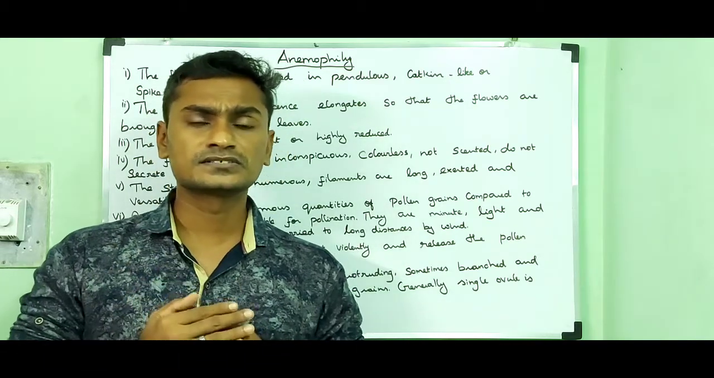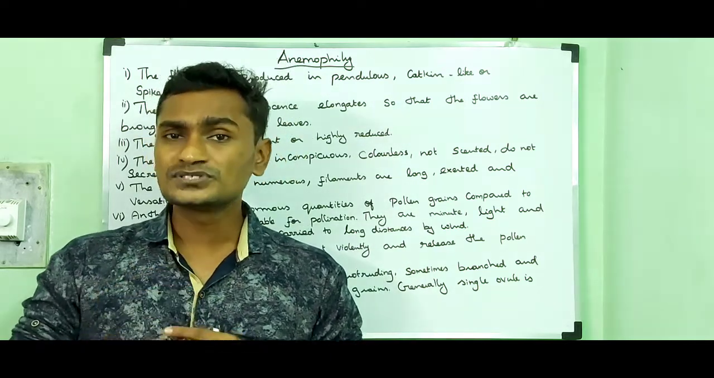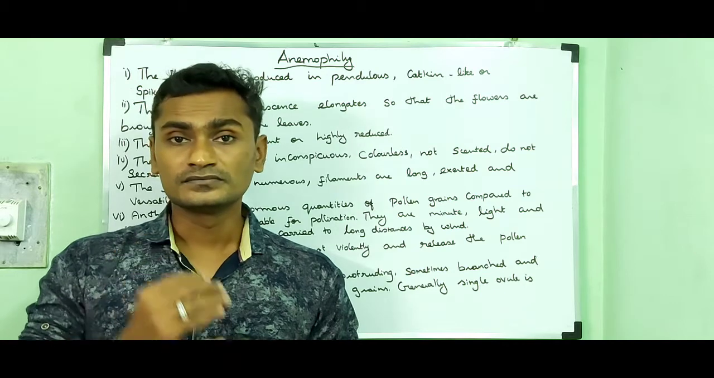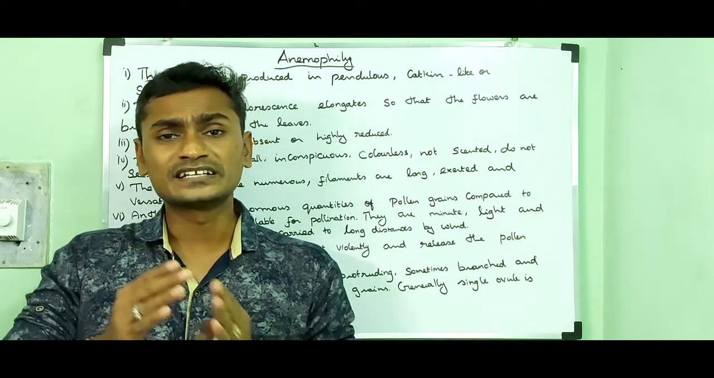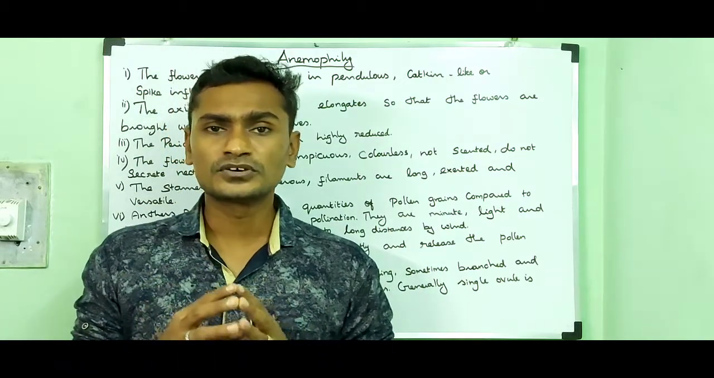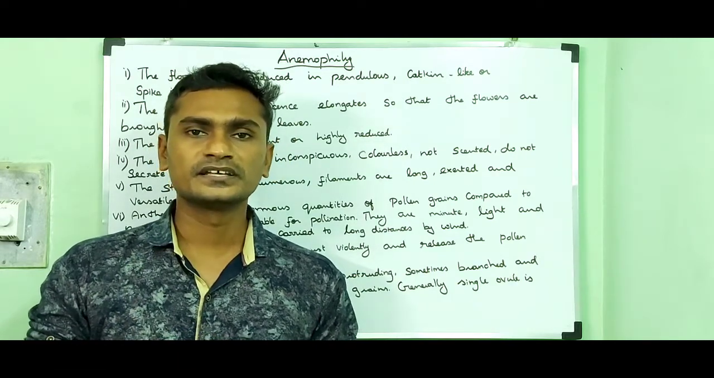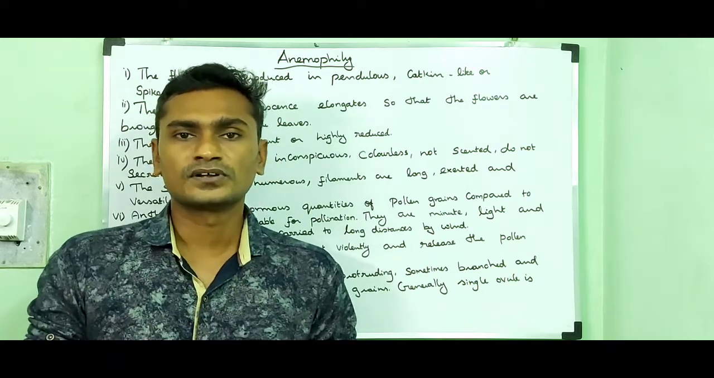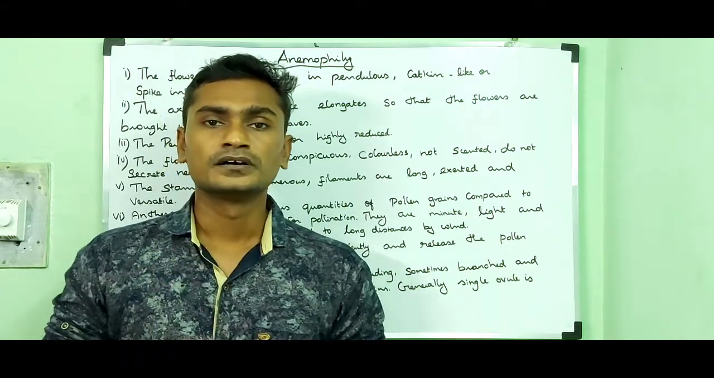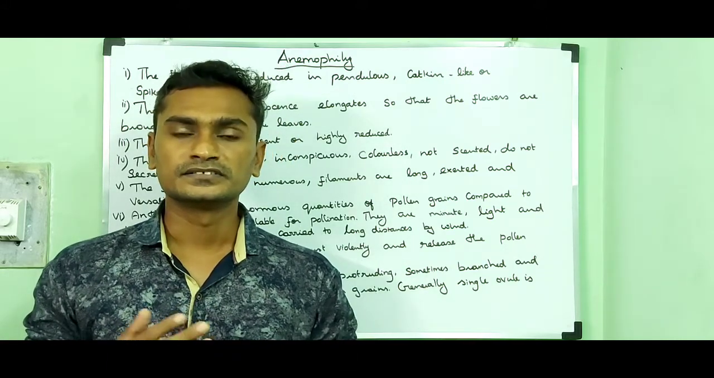The main disadvantage of the anemophilous flower is that it produces a large amount of pollen grains and they are wasted. They are wasted because it is carried by the wind, and most of the large amount of pollen grains are wasted. So this is the major disadvantage. Anemophily pollination takes place in grasses, sugarcane, maize and so on.